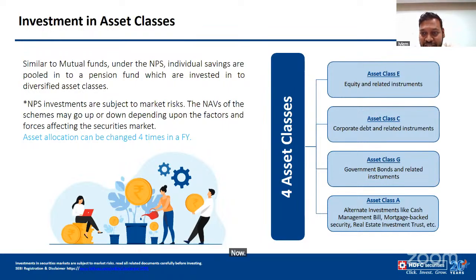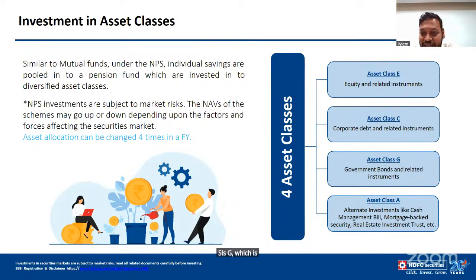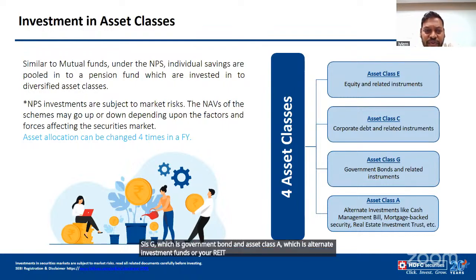Now, in terms of the asset classes, four options are there. You have asset class E, which is equity, asset class C, which is corporate debt, asset class G, which is government bond, and asset class A, which is alternate investment funds or your REITs, that is your real estate investment trusts. Additionally, four times in a financial year, I can change this asset class option as well.